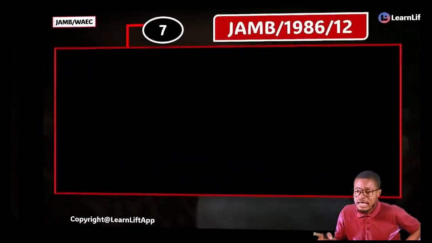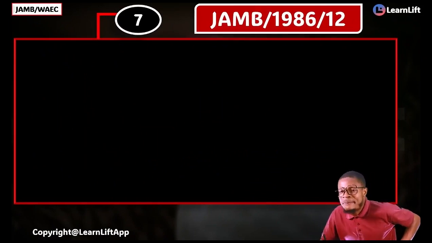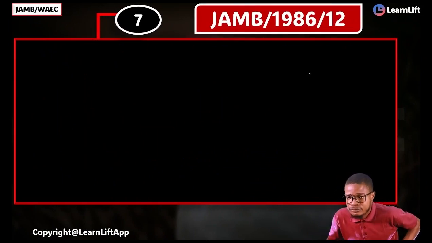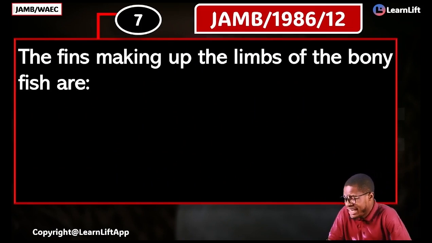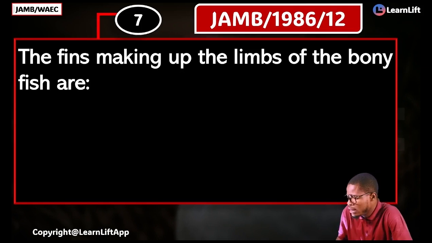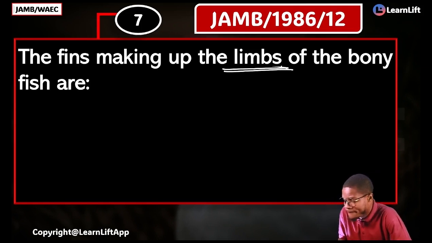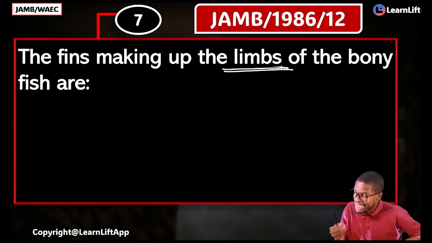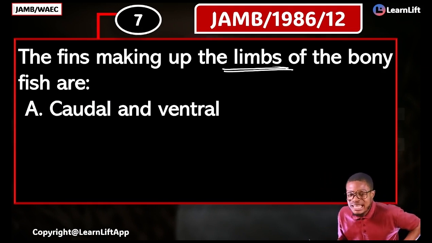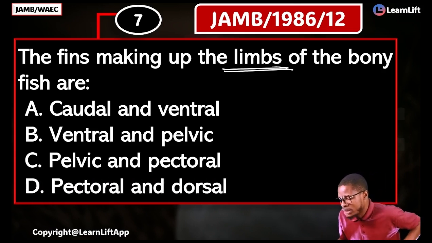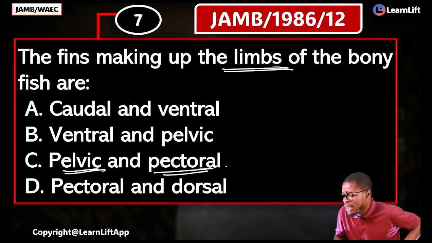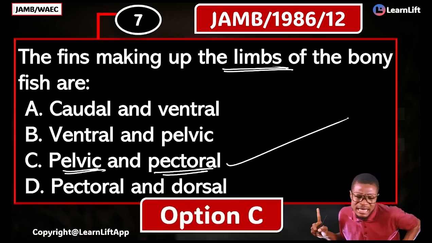Yeah, let's go together. But before that, answer this question for me. JAMB 1986, question 12. The question says, the fins making up the limbs of the bony fish are the fins that make up the limbs. Yes, that's the paired fins. Option A, the caudal and the ventral. Option B, the ventral and the pelvic. Option C, the pelvic and the pectoral. Option D, the pectoral and the dorsal. What's the answer? The pelvic and the what? The pectoral fin, making option what? C, the correct answer.